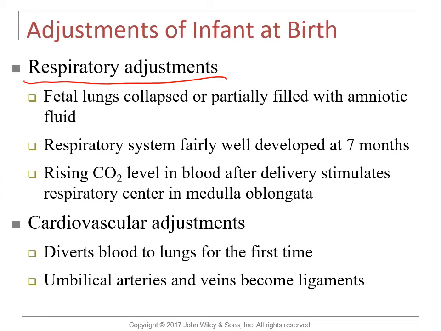As for the cardiovascular system adjustments, after the baby's first inspiration, the cardiovascular system must make several adjustments. Closure of the foramen ovale between the atria of the fetal heart, which occurs at the moment of birth, diverts the oxygenated blood to the lungs for the first time. The umbilical arteries and umbilical veins become ligaments.